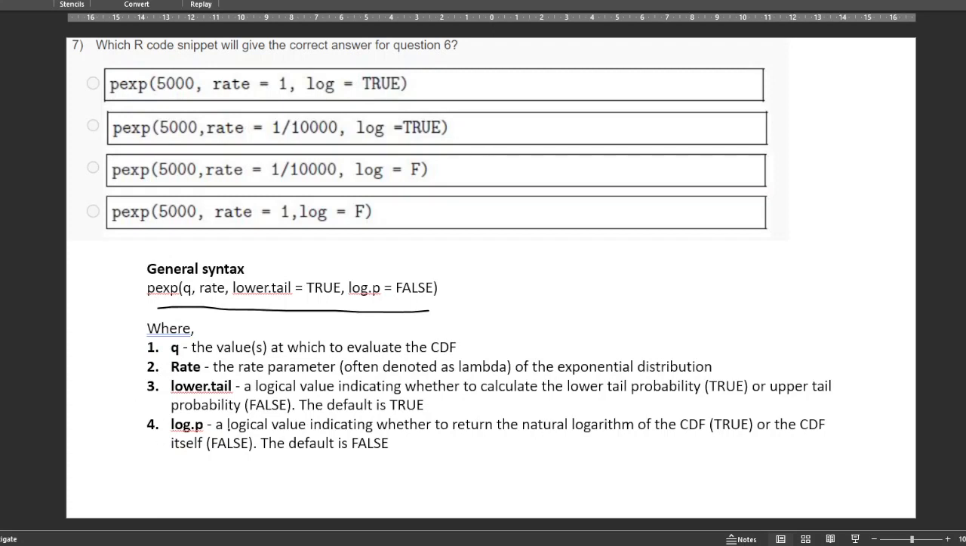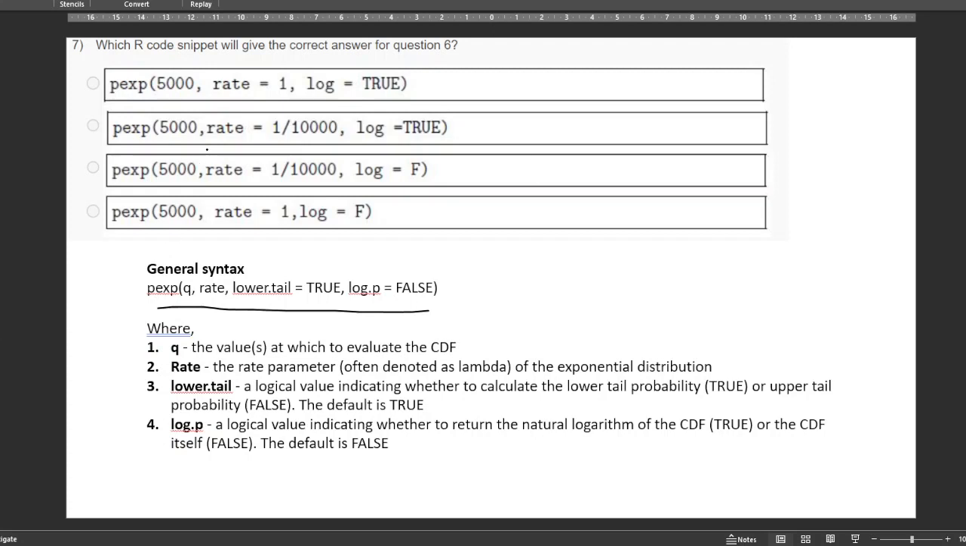And log.p is a logical value, whether to return the natural logarithm of the cumulative distribution function or the general CDF itself. By default it is false, which means the general CDF. If you want, we can enable it as a log also.